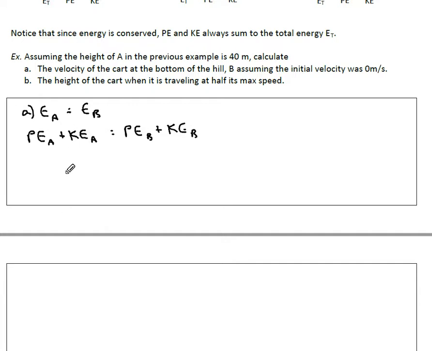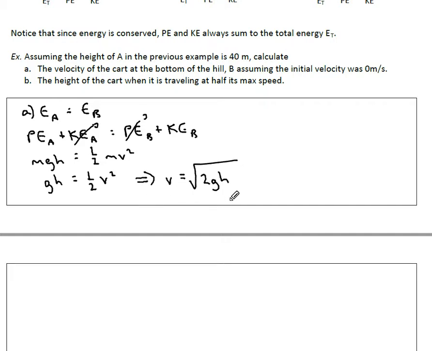So if it's at A, initially the kinetic energy is 0, so that goes away. At B, our potential energy is 0, so that just simplifies down. So you get mgh is equal to 1/2 mv squared. The potential energy at A must equal the kinetic energy at B. You can simplify it down because they both have a mass term. And we can solve for velocity. It's just the square root of 2 multiplied by gravity times the height. Plug it in, we get 28 meters per second.